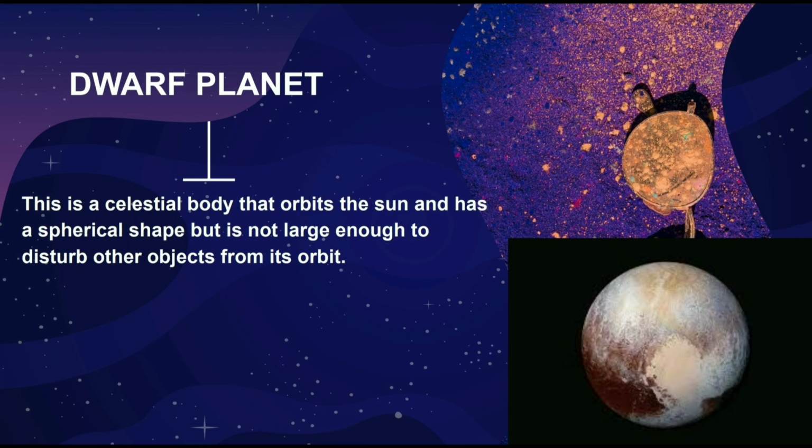Now, I mentioned before dwarf planets. What is a dwarf planet? This is a celestial body, so it still belongs to outer space, and it also orbits the sun.